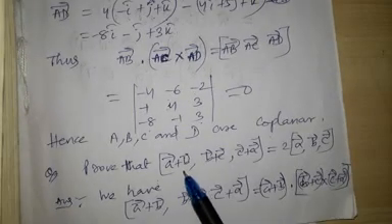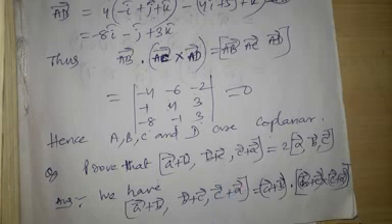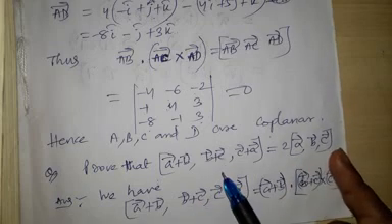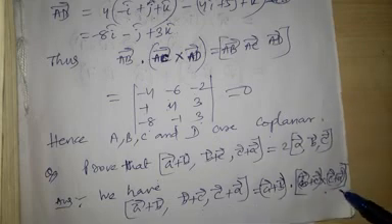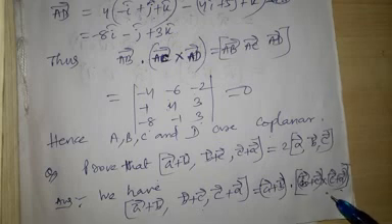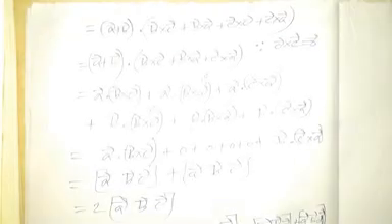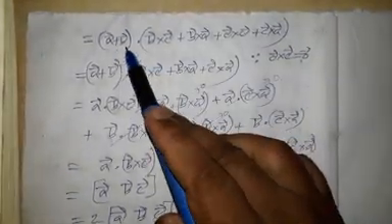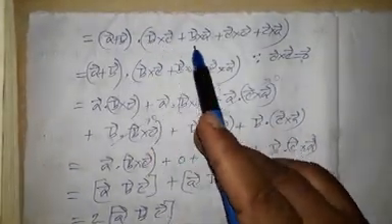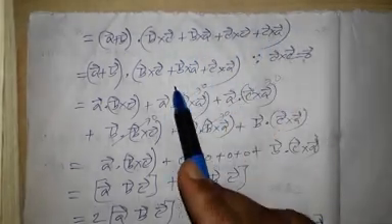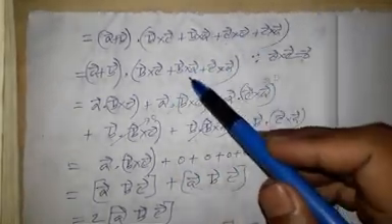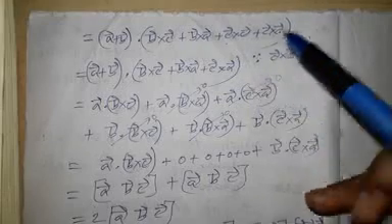Prove that the triple product of A plus B, B plus C, C plus A is equal to twice the triple product of A, B, C. That means this triple product of A plus B, B plus C, C plus A is equal to A plus B dot B plus C cross C plus A. That is the scalar triple product. First expand B plus C cross C plus A: B cross C, B cross A, C cross C, and C cross A. Here C cross C is equal to 0.